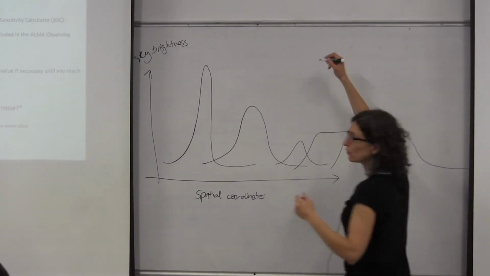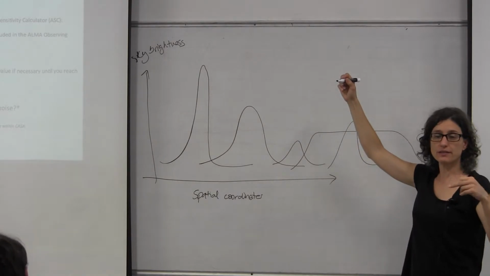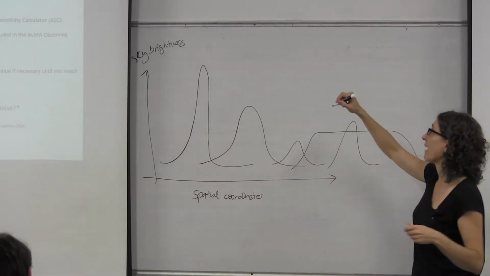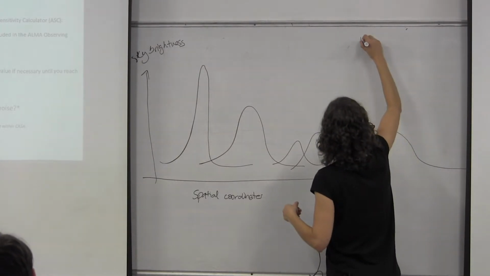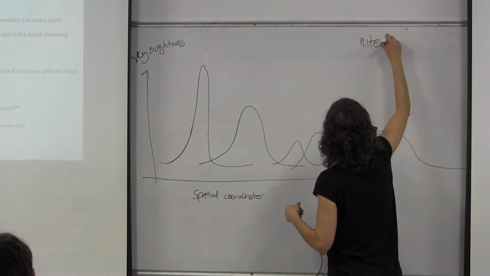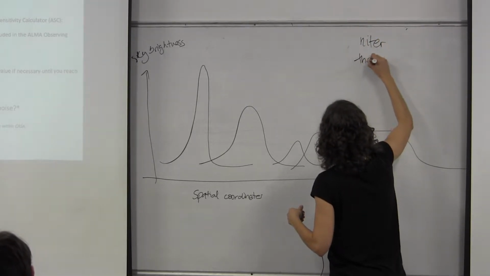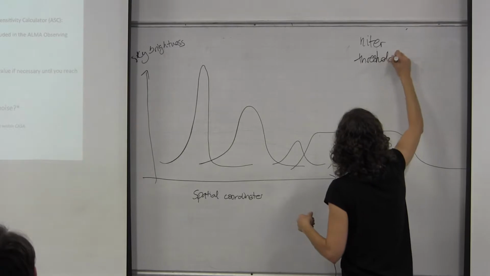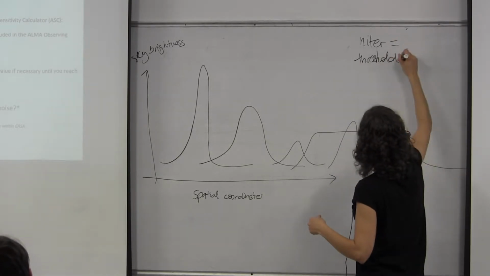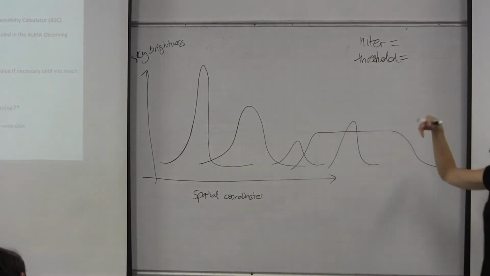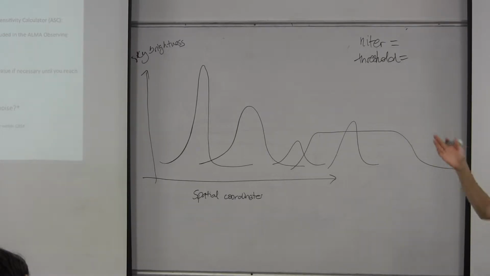We have two parameters that control the algorithm. We have the number of iterations and the threshold. Okay? And the question is, how do we decide what to put in there?